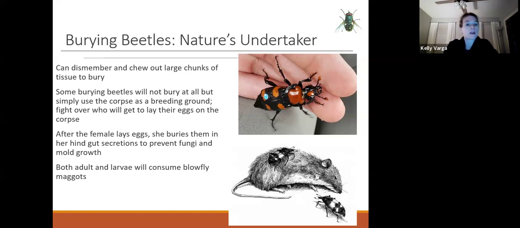Some burying beetles will actually not bury any of the dry remains at all. What they will actually do is simply fight to the death to use it as a breeding ground to lay their eggs, right? It is a resource. It is a food resource.